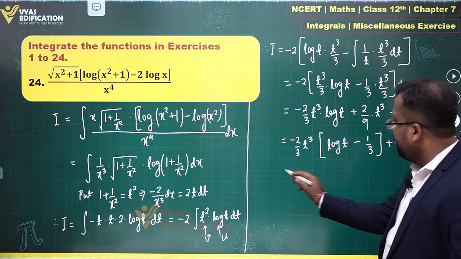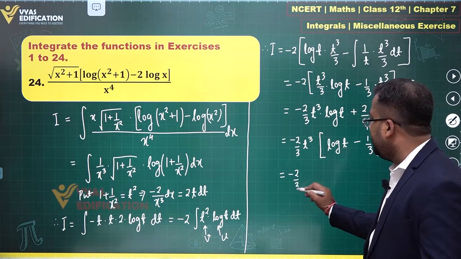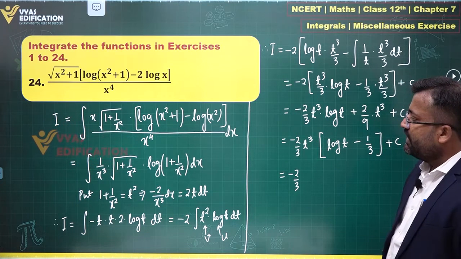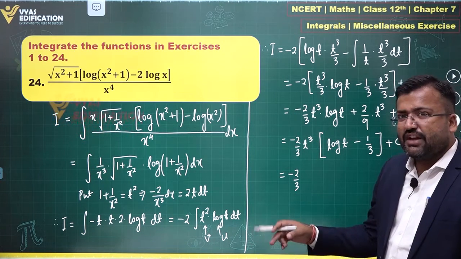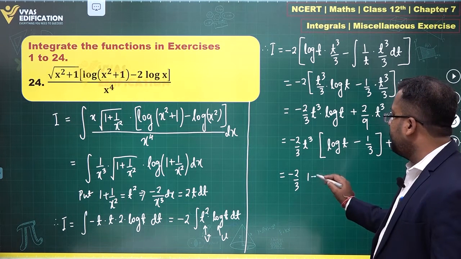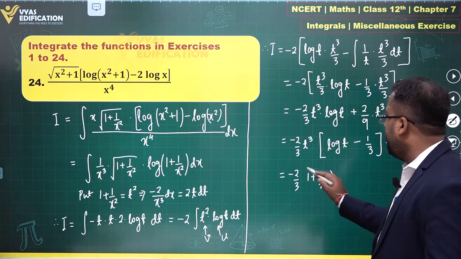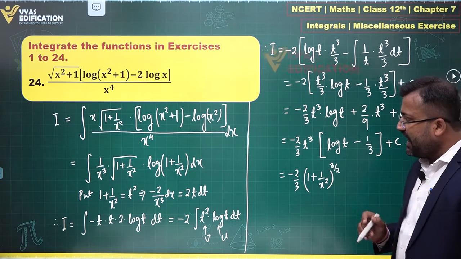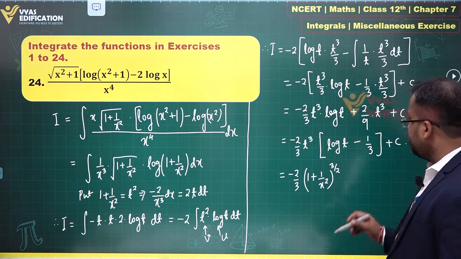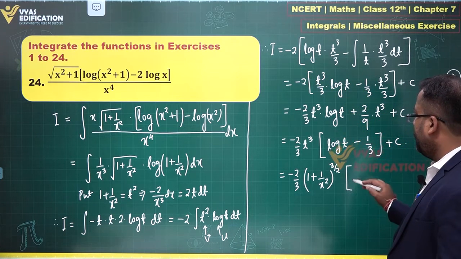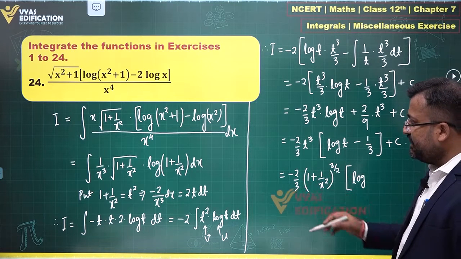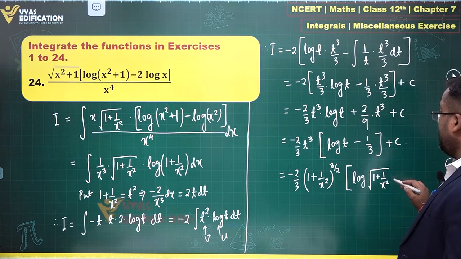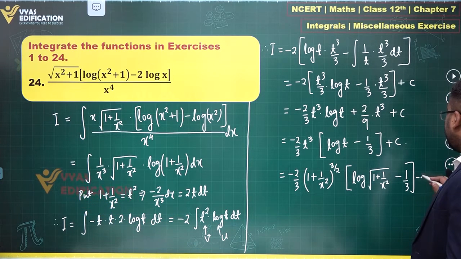So what else? The final value will be minus 2 by 3, t power 3 will be this raised to power 1 plus 1 upon x square raised to power 1 by 2 raised to power 3. So this becomes 1 plus 1 upon x square power 3 by 2. Okay. In the bracket you will have log t, which is, t is under root of this, so under root of 1 plus 1 upon x square, okay, minus 1 by 3 plus constant.